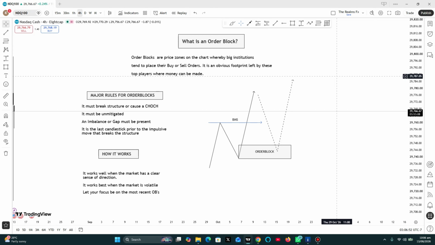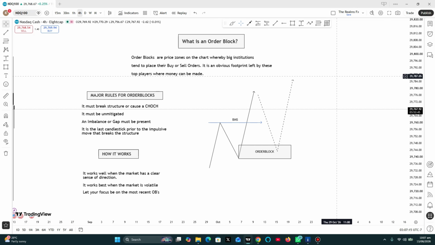Now, there are some rules that you need to adhere to when you want to trade order blocks. The first rule is that the order block you're going to be looking to take the trade from must cause a break of structure, or you should see that there is a change of character occurring on it. Do you understand? Two, it must be unmitigated.